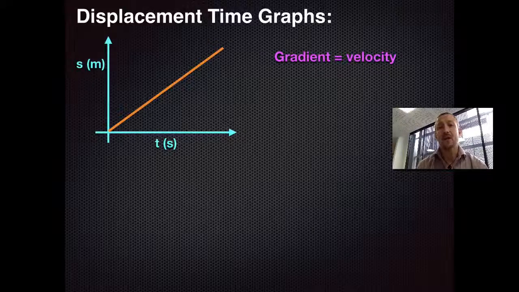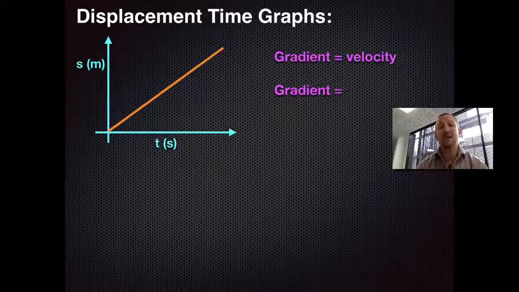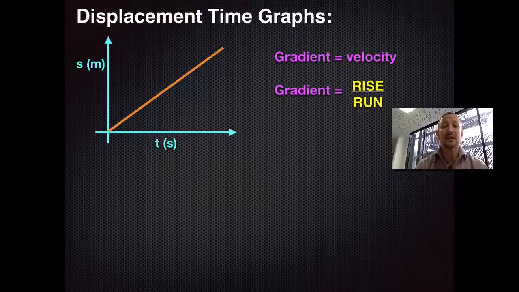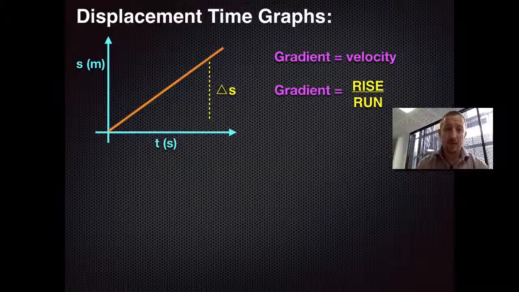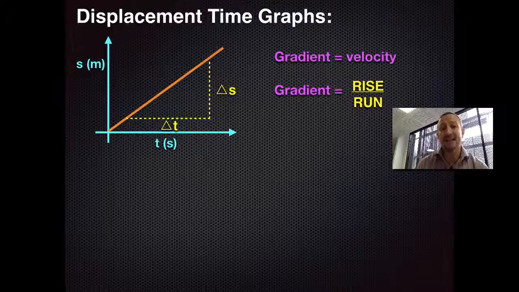Now the gradient for a displacement time graph will give me the velocity. That's how steep the line is. The gradient can be calculated by the rise over the run. The rise over the run is basically the change in distance of the y-axis divided by the change of the x-axis, or delta s over delta t.